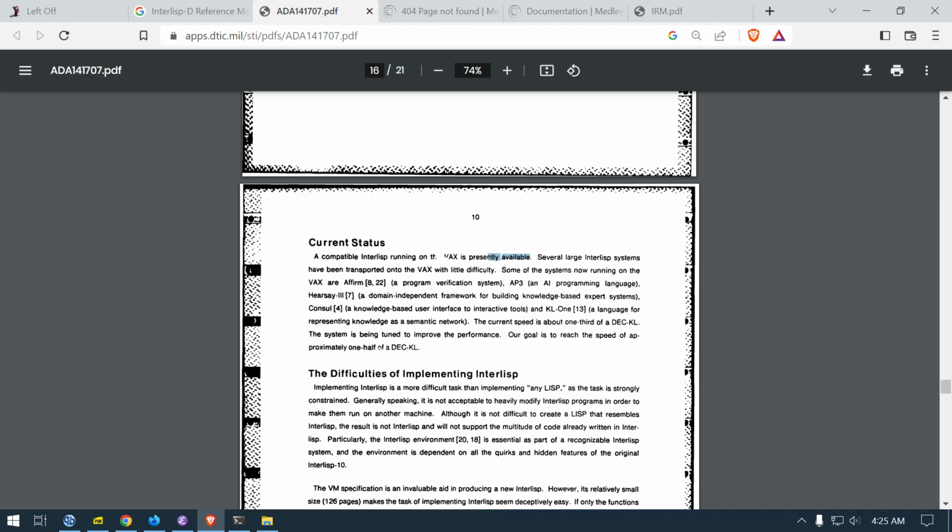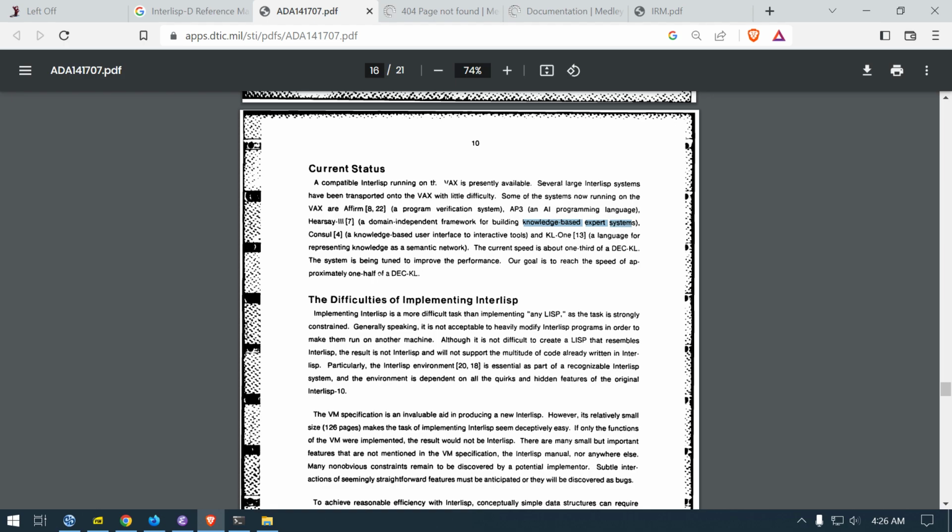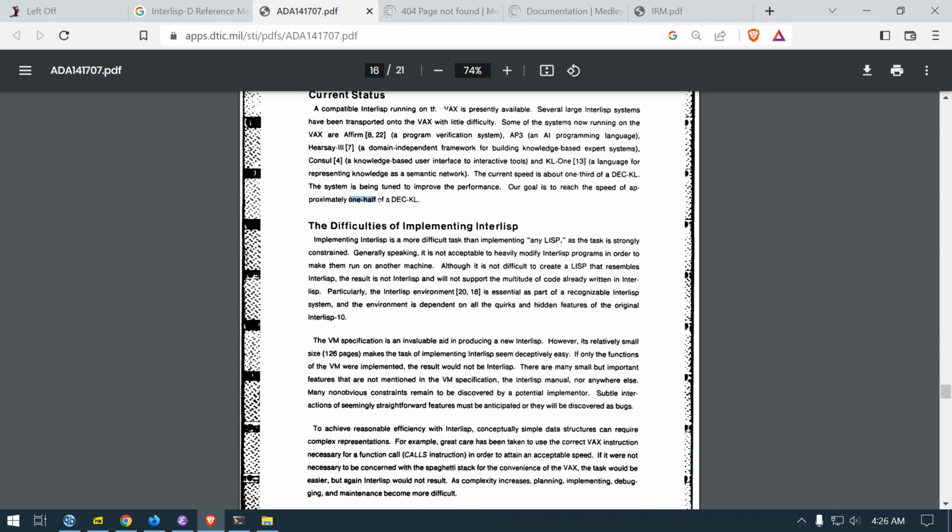And then this is going over some other languages used to do AI type stuff and knowledge-based expert systems, because that's what they were trying to do at the time that a lot of this stuff was done. And they had their stuff at about 1/3 as fast as the DEC KL way of doing things, and their goal was to be one half the speed of that.